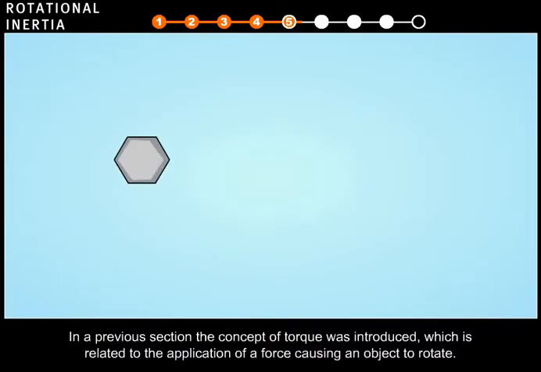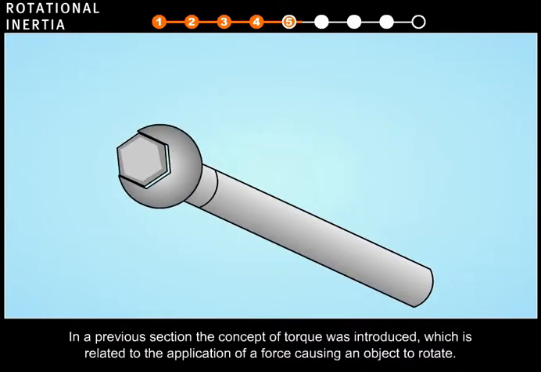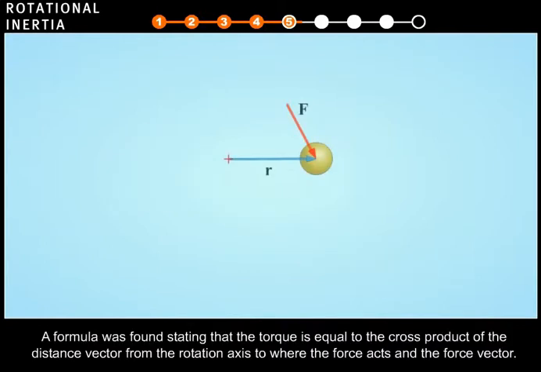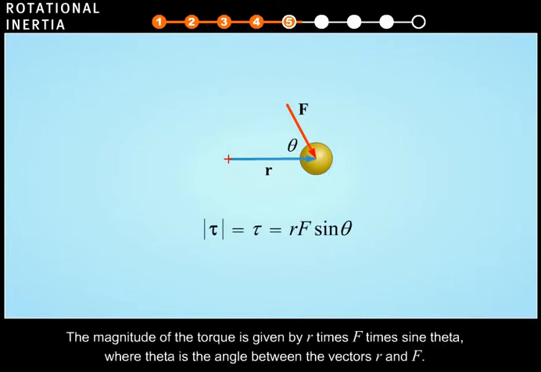In a previous section, the concept of torque was introduced, which is related to the application of a force causing an object to rotate. A formula was found stating that the torque is equal to the cross product of the distance vector from the rotation axis to where the force acts and the force vector. The magnitude of the torque is given by r times F times sine theta, where theta is the angle between the vectors r and F.